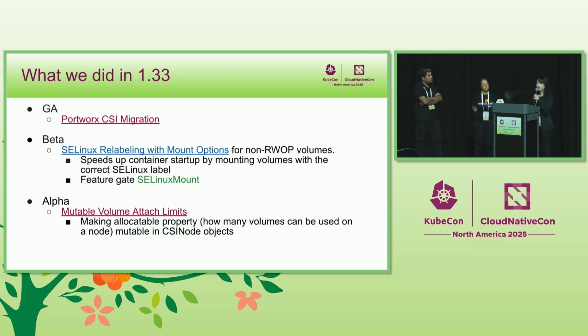In 1.33, we also moved Portworx CSI migration to GA, SELinux labeling with mount options for non-ReadWriteOncePod volumes moved to beta. We also have a new alpha feature, mutable volume attach limits. Hemant will talk more about it later.